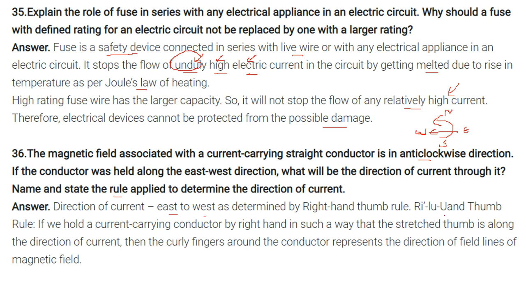That right hand thumb rule: if we hold a current carrying conductor by right hand in such a way that the straight thumb is along the direction of current, the curly fingers around the conductor represent the direction of field lines of magnetic field. This is how it is done.